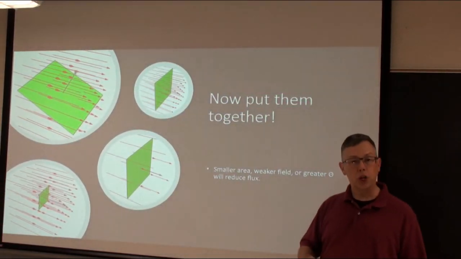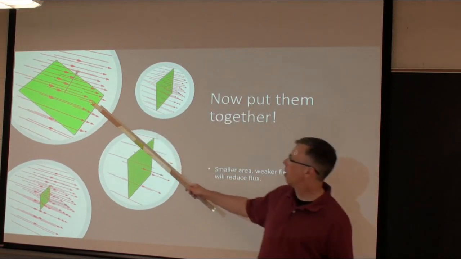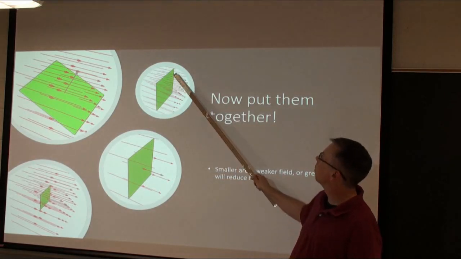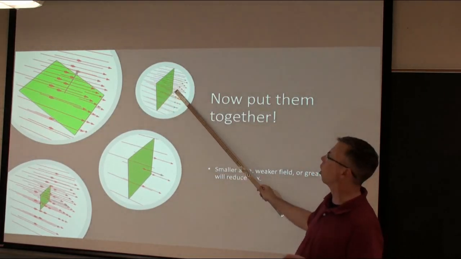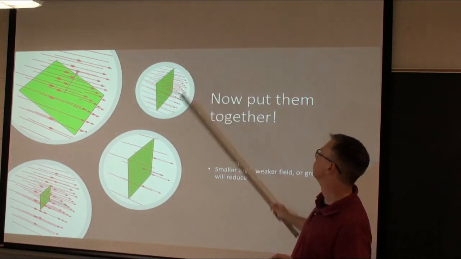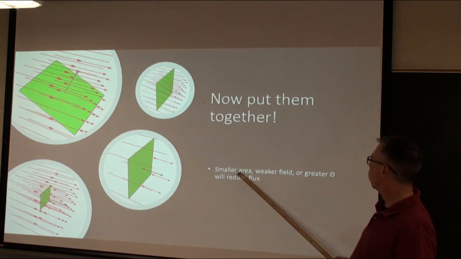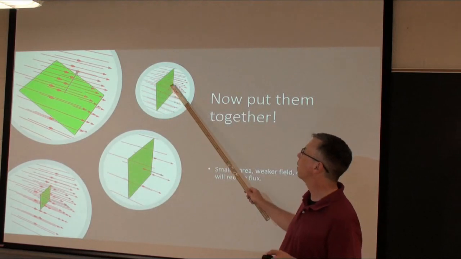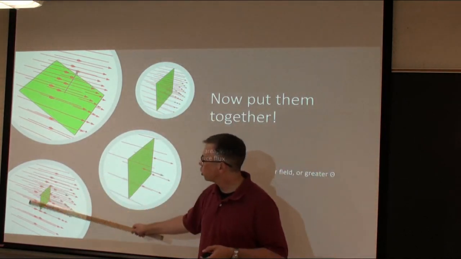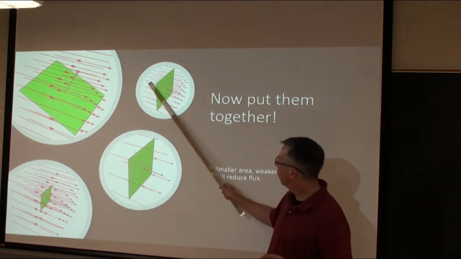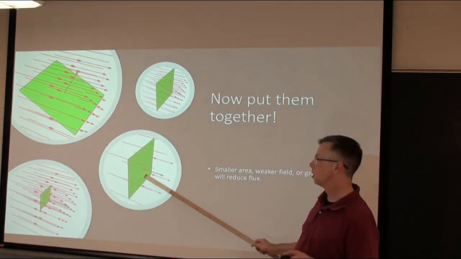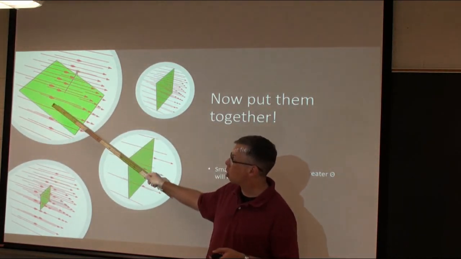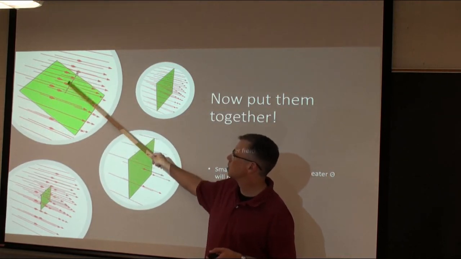Now, for the lab, we need to put those two together. Here we have a full-size flux, where we have a large area and a very, very large field. If we have a smaller area, a weaker field, or greater theta, it will reduce the amount of flux that is seen by the area. So here is a full size. Here is a smaller area inside the same field. Here is the same area, but in a much weaker field. Or here is a larger area in a strong field, but you can see there's a large angle in between.